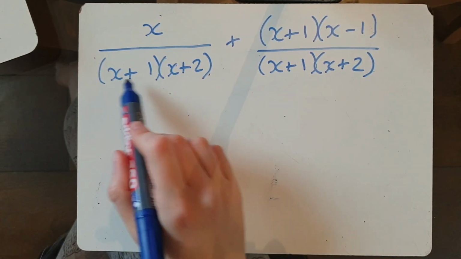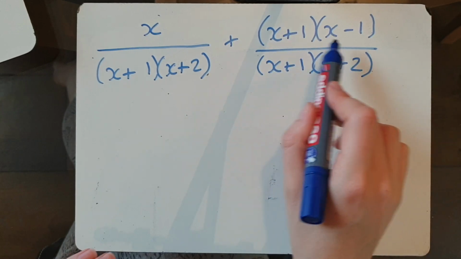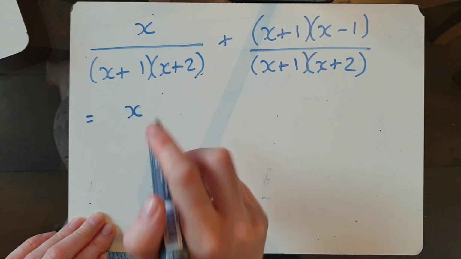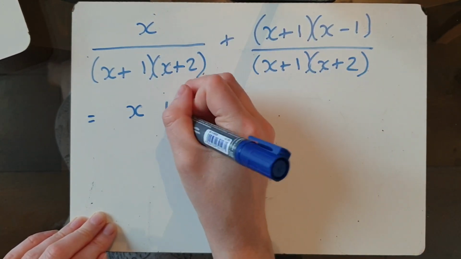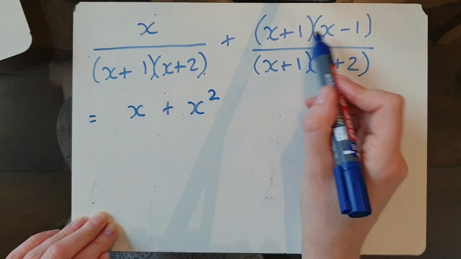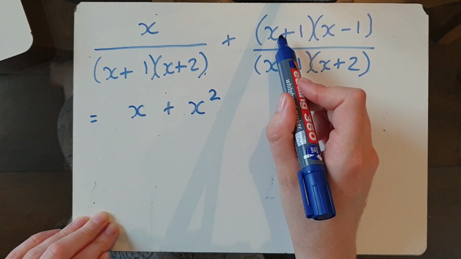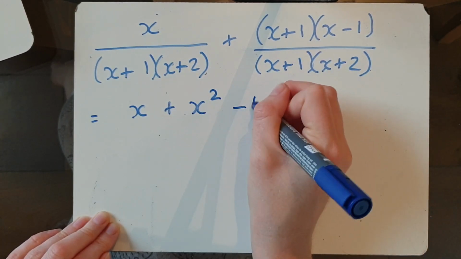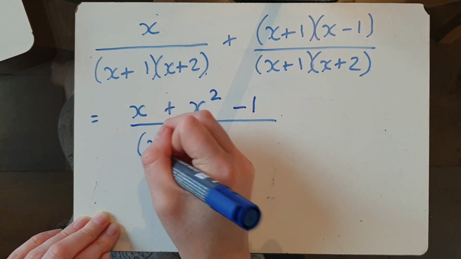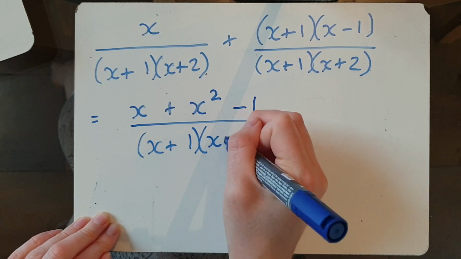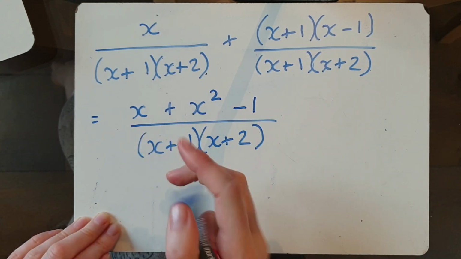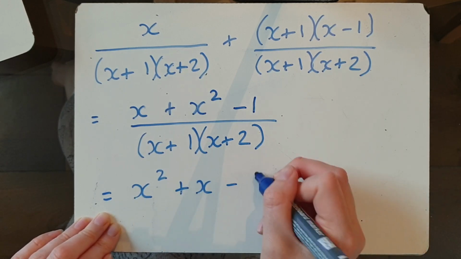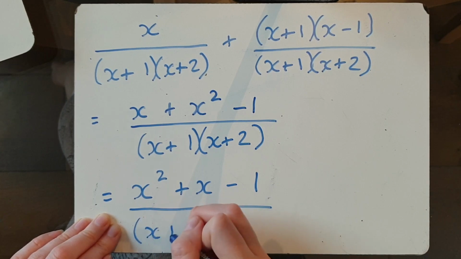From here, I don't need to multiply out the bottom. I do need to multiply out the top and put it over the one denominator so that I can collect like terms and simplify. So I've got x, and multiply this out. x squared plus x minus x, and then minus 1. And that's all over (x plus 1)(x plus 2). Because this is a quadratic, I'm just going to rearrange it so that the x squared term comes first, because that's convention, but it doesn't really matter.